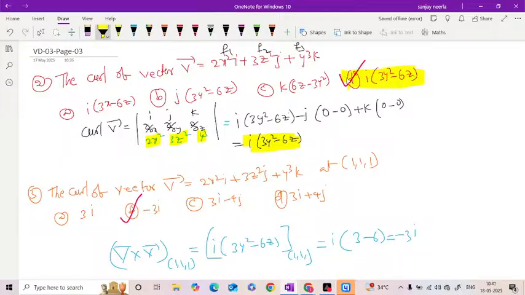The next question is the same, but we want the curl of the vector at the point (1, 1, 1). Already we know that the curl of the vector is i of (3y square minus 6z). Now substitute x, y, z values as 1, 1, 1. We get the final result minus 3i as the curl of the vector at the point (1, 1, 1). So the answer is minus 3. That is the third problem.